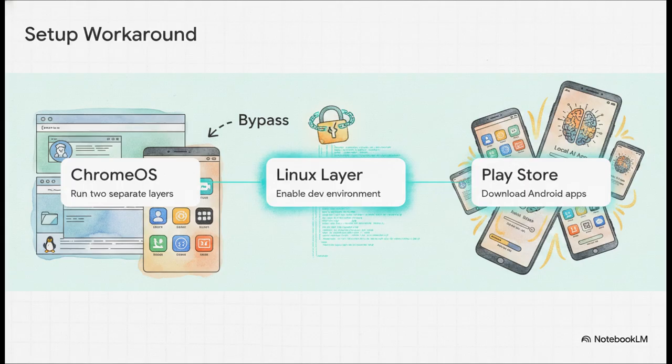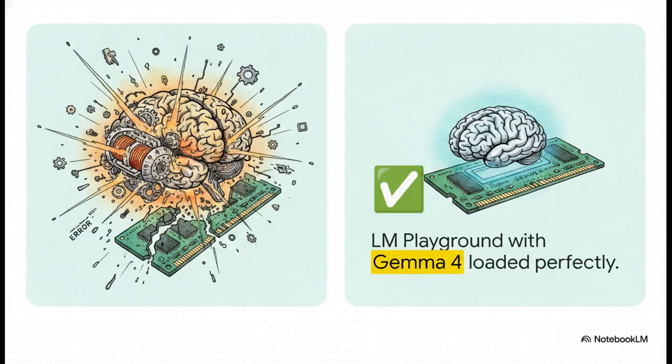But here is the really clever workaround. Modern Chrome OS actually runs 2 completely separate Linux-based layers beneath the surface. One is for proper Linux desktop apps, and the other is dedicated entirely to running Android apps. By simply turning on the Linux developer environment, the author was able to completely bypass that complex command line compiling. Instead, they just used the Google Play Store to download a mobile Android app capable of running local AI. Pretty smart, right? Of course, it definitely wasn't smooth sailing on the very first try.